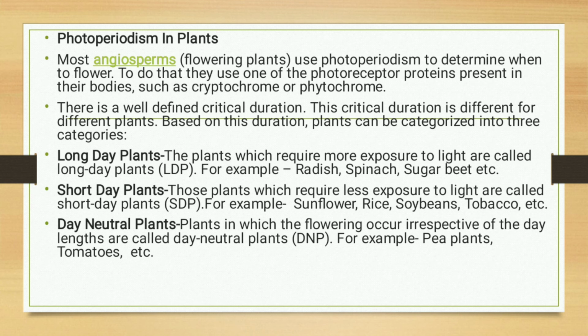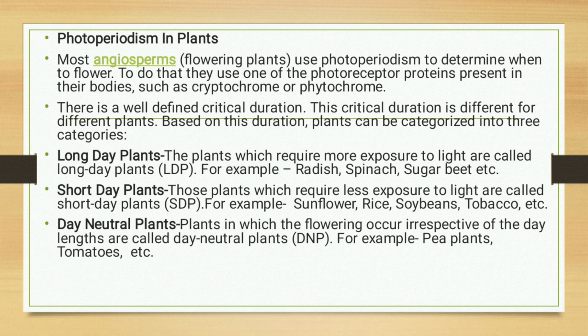Next is photoperiodism in plants. There are 3 types, that is long day plants, short day plants and day neutral plants. In most angiosperms, that is flowering plants, photoperiodism is used. There will be a defined critical duration. The critical duration is different for different plants. In long day plants, the plants which require more exposure to light are called long day plants. Examples: radish, spinach, sugar beet, etc.